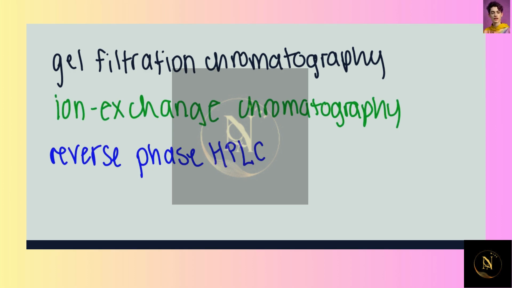Now, what's the difference between all of these? Well, it's their basis of separation. Gel filtration is based on size, ion exchange is based on overall net charge, and reverse phase HPLC is based on polarity. But also, talking about differences, reverse phase HPLC in general is a very high resolution technique because high pressures are used, and also they're much quicker than other types of techniques.